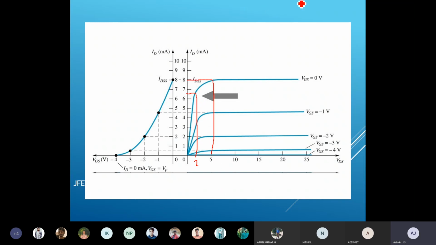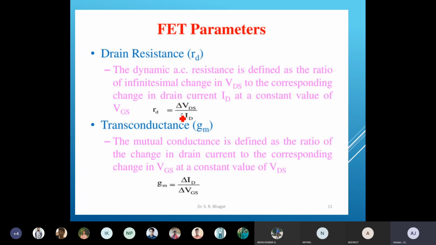So what will be the equation? It is 5 minus 2, that is equal to 3, divided by, and here if you observe, the maximum value is 8 and the minimum value is 6.5, so 1.5 milliamps, so that I can find what is your drain resistance. Okay, so that is what is represented here as the drain resistance.